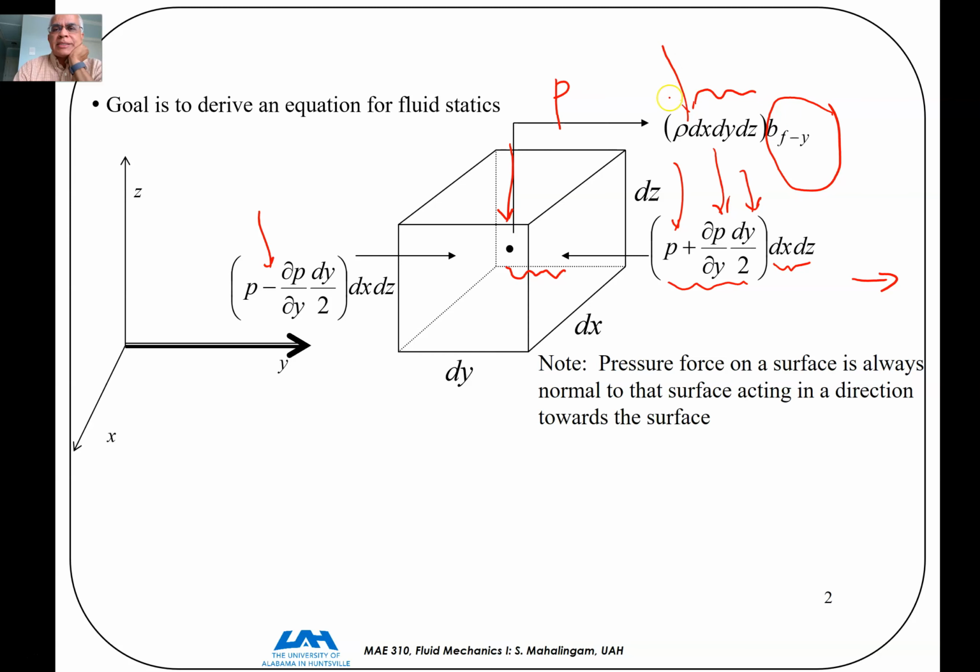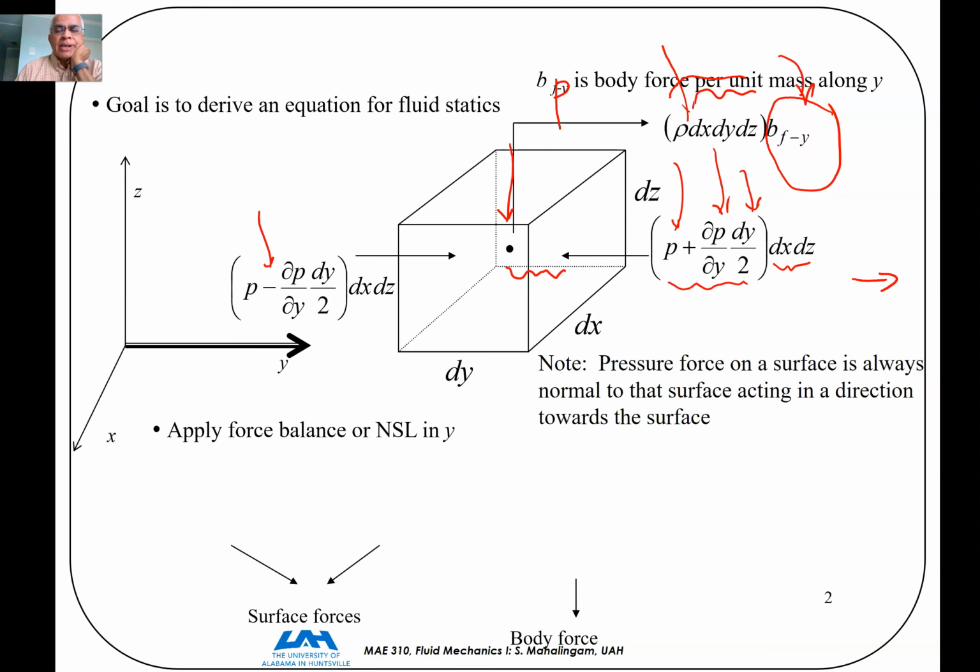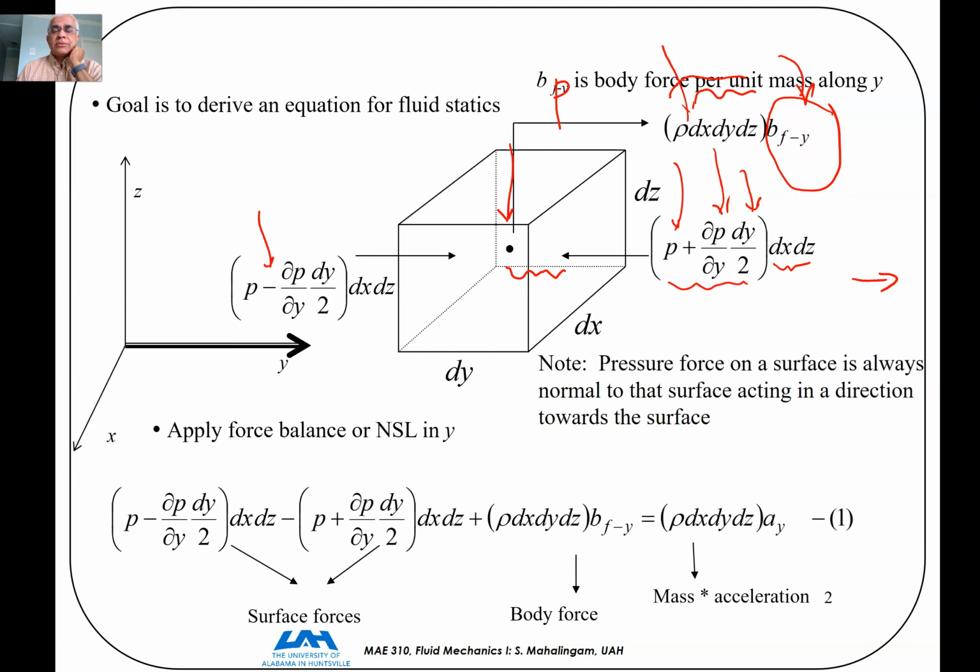So I then multiply this entire quantity, the mass, multiplied by the force per unit mass, the body force per unit mass. That gives me the body force in the y direction. Okay, so Bfy is the body force per unit mass along the y direction. Now I can apply Newton's second law to obtain the balance in the y direction, right? So I have surface forces and body forces in general, and Newton's second law really simplifies to the sum of the forces being equal to 0, because there's no acceleration in this case.